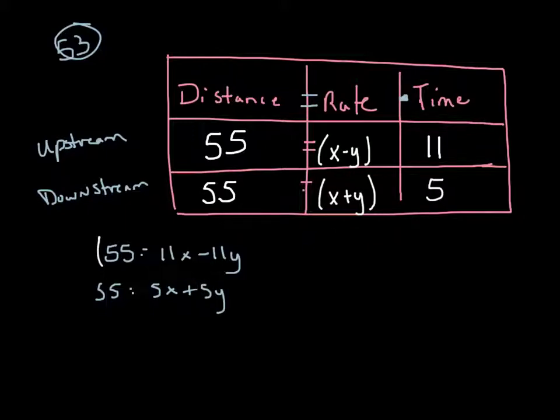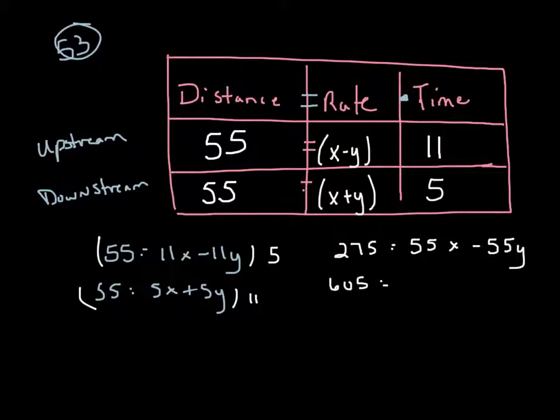Now I'm going to multiply these two equations because I'm going to solve by elimination. I'm going to multiply the top equation by 5, the bottom one by 11. When I do that, 5 times 55 is 275 equals 55x minus 55y. Then when I multiply by 11, I get 605 equals 55x plus 55y. So now when I add, those will cancel.